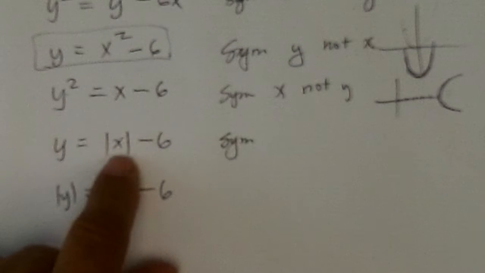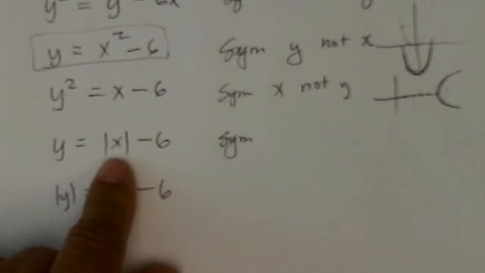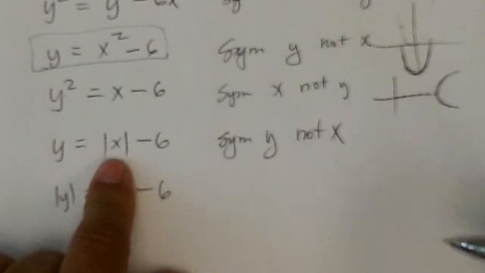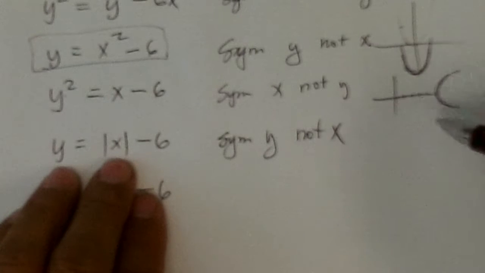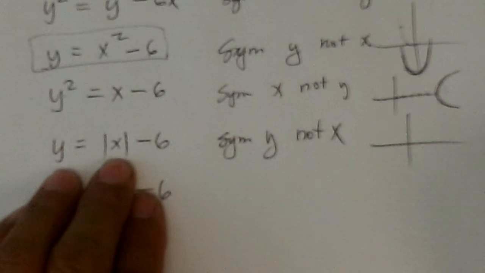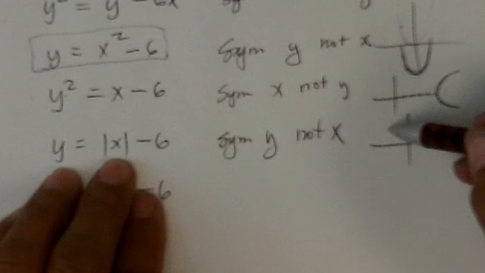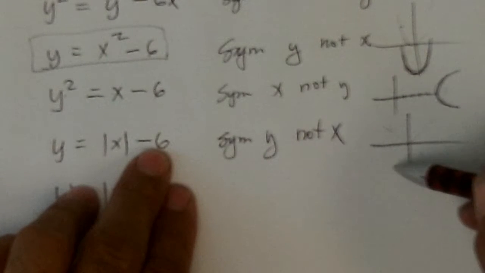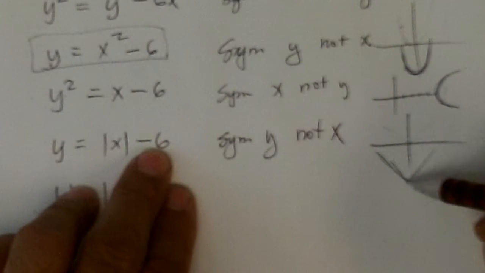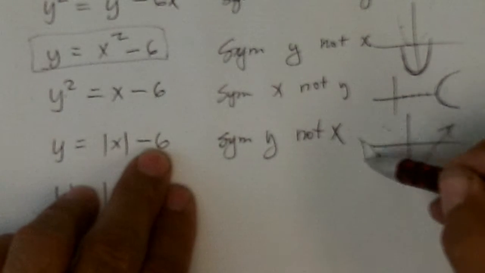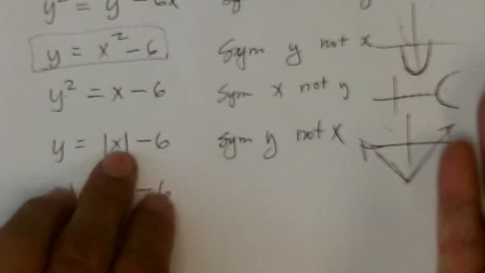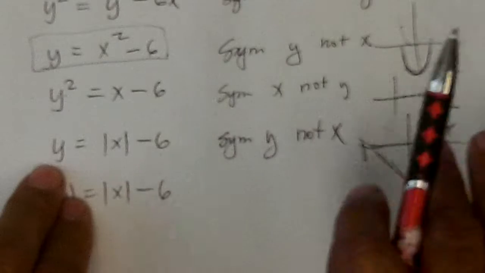this is an odd power, but it's an absolute value. An absolute value doesn't care whether x is positive or negative, so this will be symmetric with the y and not x. And this actually looks like, the absolute value normally looks like this, and it's dropped down 6. So it looks something like that, down 6 on the y-axis. And you can see that it's symmetric with the y-axis because of the absolute value of x, but not with the x.